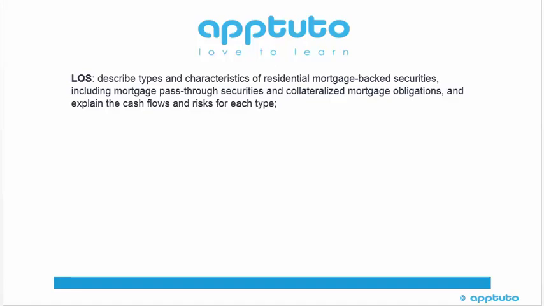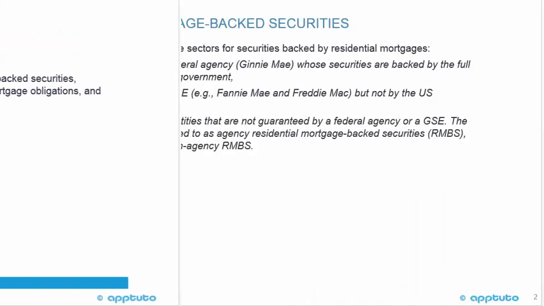This LOS is to describe types and characteristics of residential mortgage-backed securities, including mortgage pass-through securities and collateralized mortgage obligations, and explain the cash flows and risks for each type.